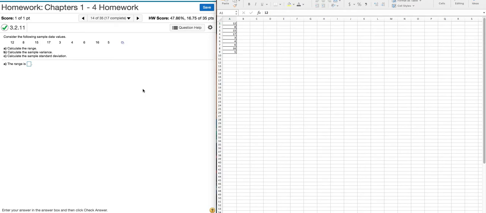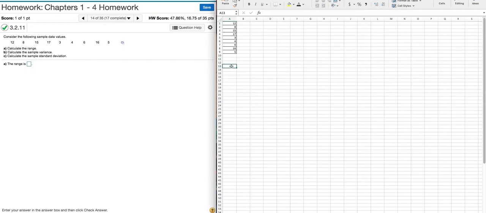This is question 14 of the homework, and it is problem number 3.2.11. And in this problem, we are calculating the range, the variance, and the standard deviation. And I've already copied the data set over into Excel using the link here on the right of the data set. And I can go ahead and start with the range.